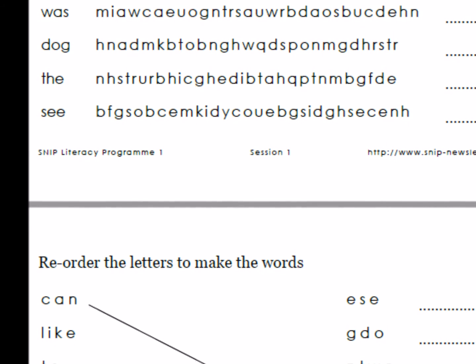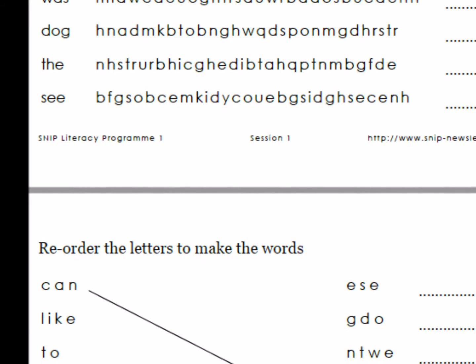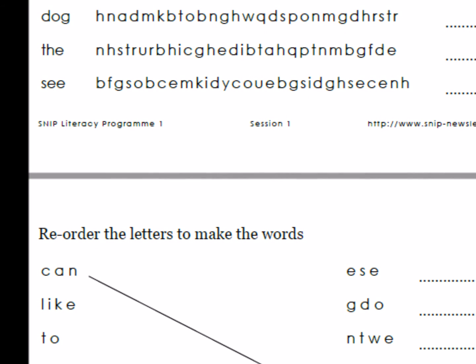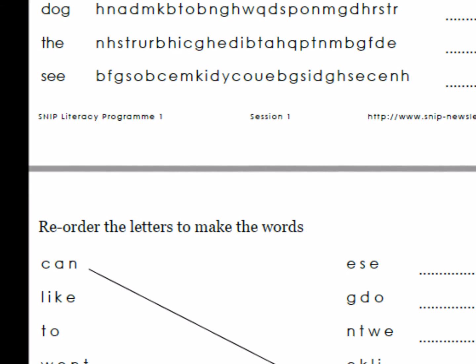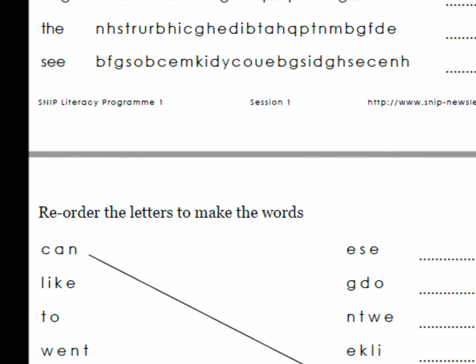Along with the daily look, say, cover, write and check grid at the top of the page, there is also a daily activity. There are 5 activities for the 5 days of the SNIP program. In the next video, Megan and I demonstrate the first activity.